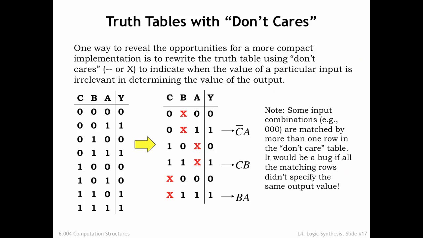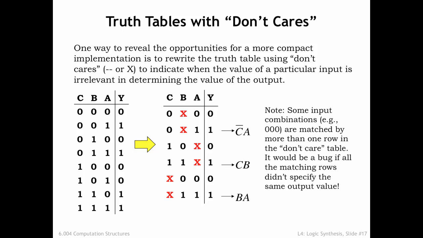Another way to think about simplification is by searching the truth table for don't care situations. For example, look at the first and third rows of the original truth table on the left. In both cases, a is 0, c is 0, and the output y is 0. The only difference is the value of b, which we can then tell is irrelevant when both a and c are 0. This gives us the first row of the truth table on the right, where we use x to indicate that the value of b doesn't matter when a and c are both 0.